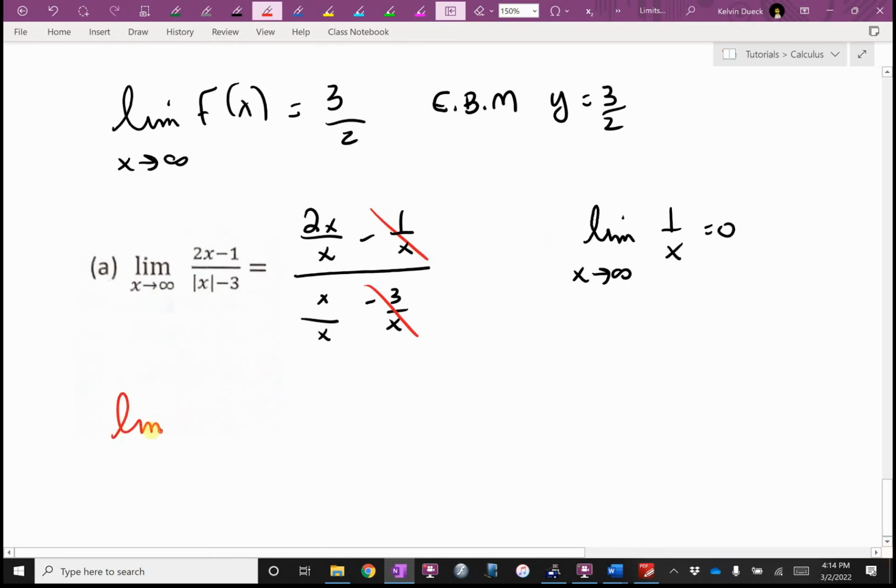the limit, oh, change colors, as x approaches infinity of 2x over x all over x over x. That's a 1. Now we've gotten rid of all the x's. We've proved that the answer is 2. So that's a proof. And so we use that trick if we're doing a limit as x approaches infinity and you want to make things a bit cleaner.